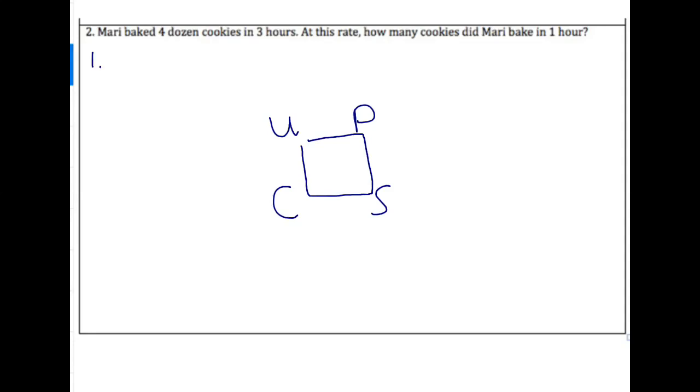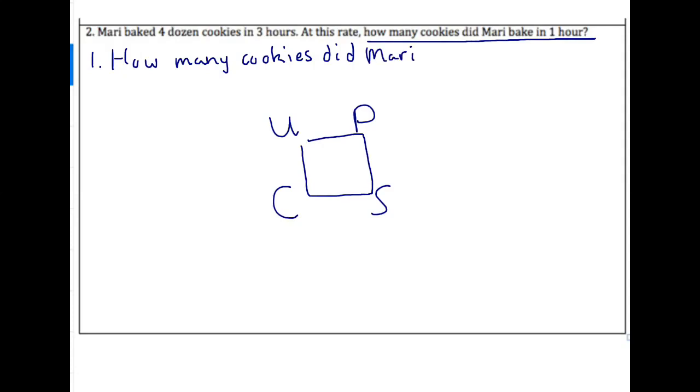For understand, I'm going to put number 1. It asks, what are you asked to find? That's the first thing I need to write down. So I'm going to underline the question, and then I'm going to write it over here. How many cookies did Mari bake in 1 hour? So we want to know how many cookies did Mari bake in 1 hour.